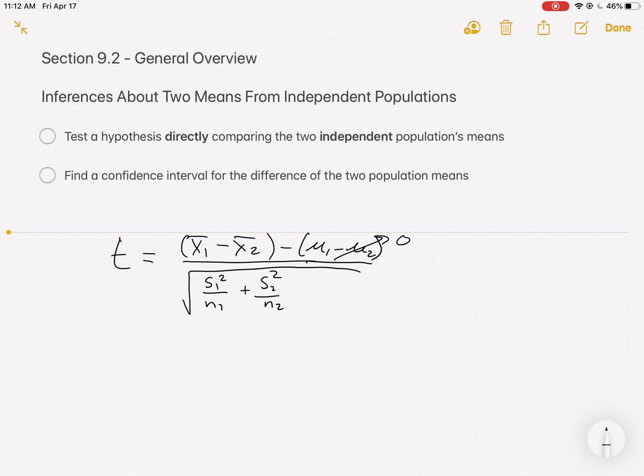Every single number in there is going to be given to you. The means, the standard deviations, you're going to have to do no work to find those. When you need to find a confidence interval, the error formula is going to be a t alpha over 2. And what's underneath the square root? Exactly the same thing. S1 squared over N1 plus S2 squared over N2. The same thing that was in that hypothesis test statistic.